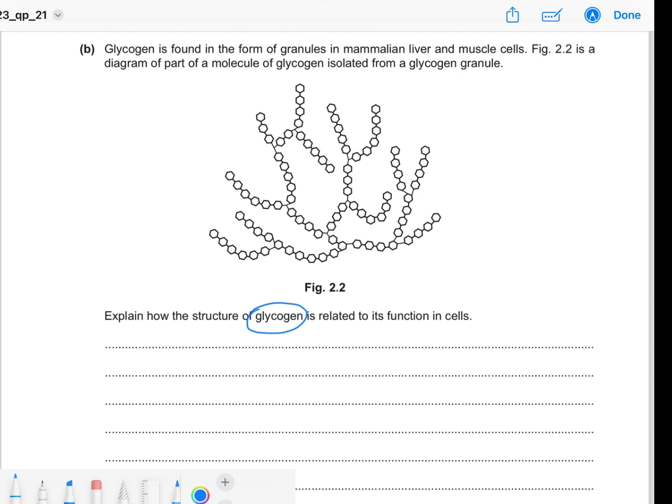So, to prevent that from happening, the body stores extra glucose, which it's not currently using, in the form of glycogen, which not only is insoluble in water, it also doesn't react in unnecessary reaction pathways, which makes it an ideal storage molecule.